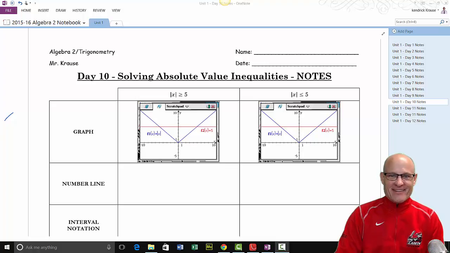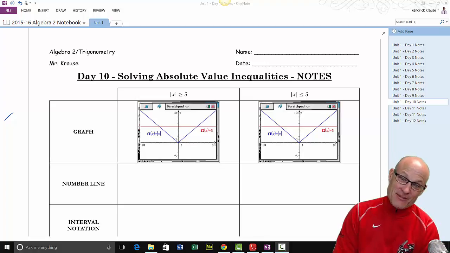I'm pretty excited. It's day 10. Double digits. Day 10. We're getting close. There's only 13 days in this unit. Test is coming. Oh, I know. It's kind of scary. The test is coming. It's right around the corner.